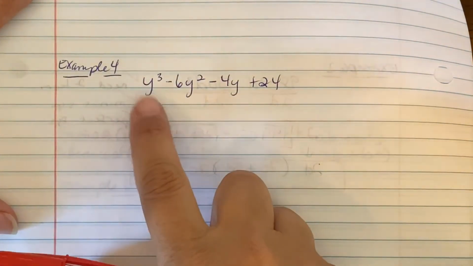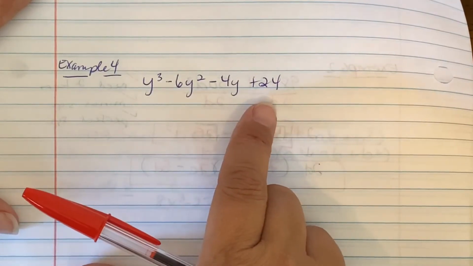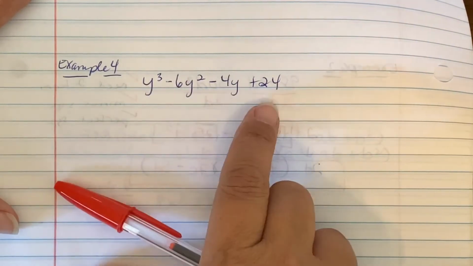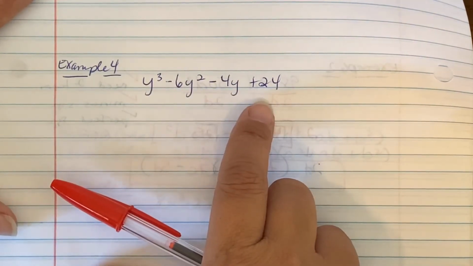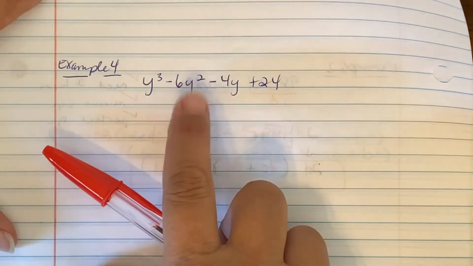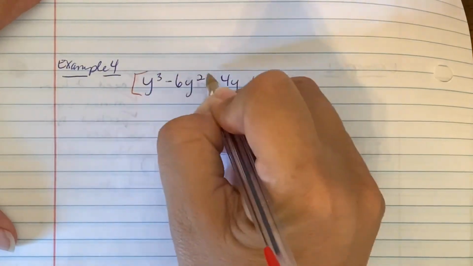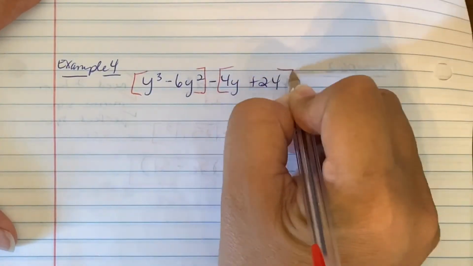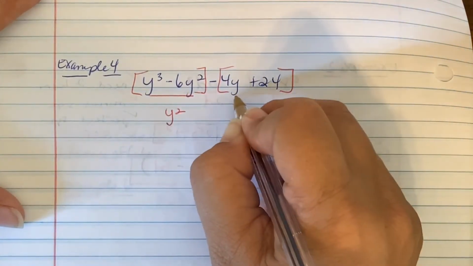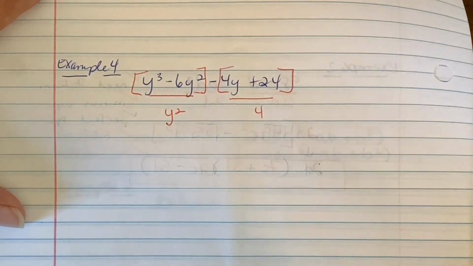Example 4 says y cubed minus 6y squared minus 4y plus 24. When we come to this problem, you notice that we have 4 terms. 4 terms talks about grouping. Notice that they all have y involved in the first 3 terms and then a plain number. So we're going to group the first 2 terms and the second 2 terms. In the first group, they both share y squared. In the second, they both have a factor of 4. So that's what's going in front of the parentheses.